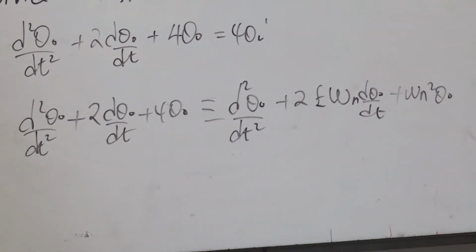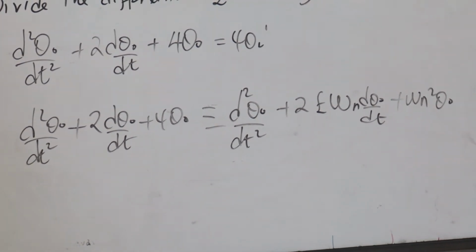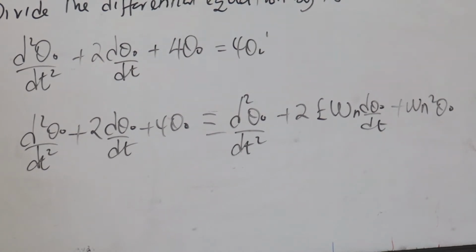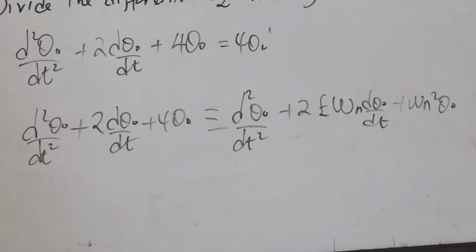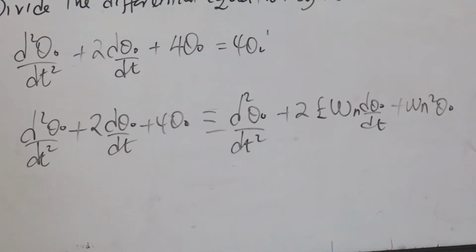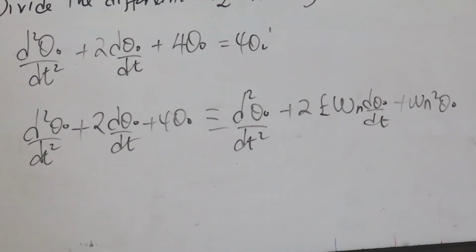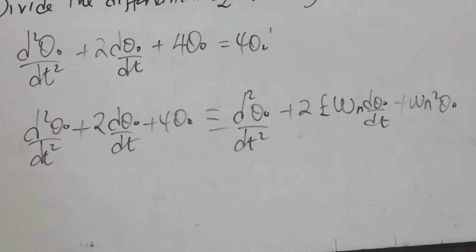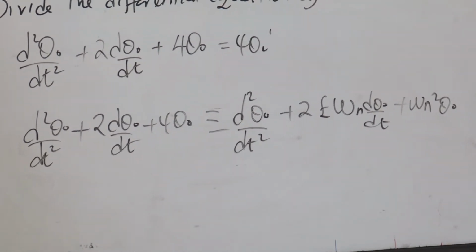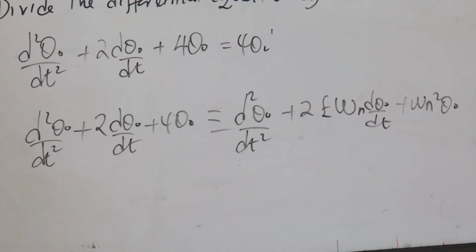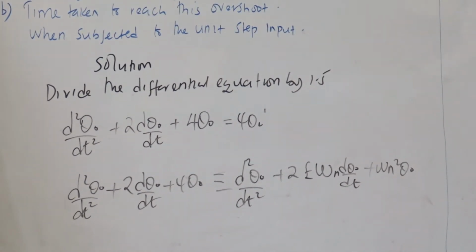In that case, we can now go ahead and find the values that we've been asked. The first thing is to compare the two equations and get the values. We've been asked to get the percentage overshoot, and also the time taken to reach the overshoot, which is simply tp. From there we can still get the damping factor.